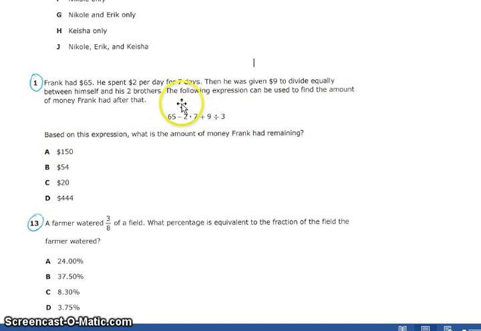Again, when you have something like this, simply plug it directly into your calculator. 65 minus 2 times 7 plus 9 divided by 3. It will give you an answer which you can then mark on your answer document.